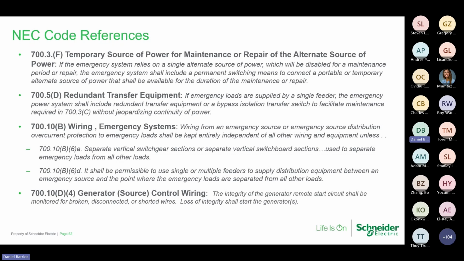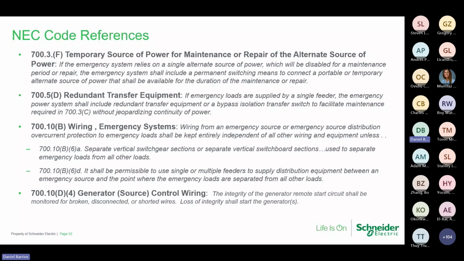If it's applied by a single feeder to your 700 loads, you now have to supply either a bypass isolation transfer switch or some other means of duplication. Those are outlined in the NEC.